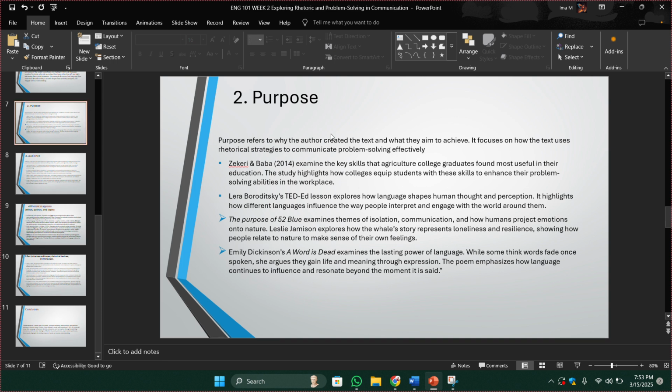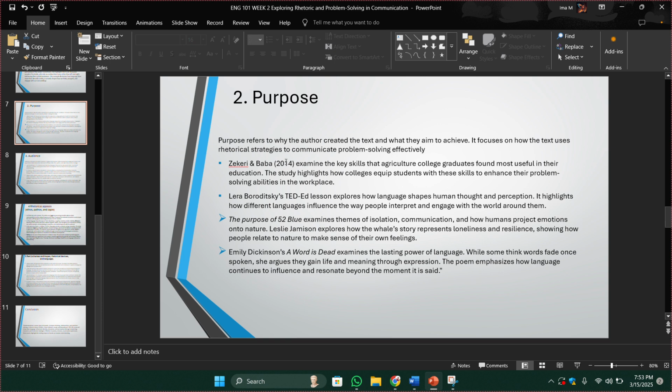Next, the second one is purpose. Purpose refers to why the author created the text, the reason behind the text, what the author was hoping to achieve whilst he or she was writing. And these are the three core texts and an additional one, and we can see the purpose of each of them.